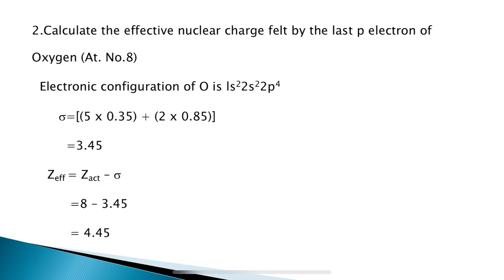So now we know the atomic number of oxygen, that is 8, and the screening constant sigma is 3.45. 8 minus 3.45 is equal to 4.45, which is the effective nuclear charge felt by the last p electron of oxygen.